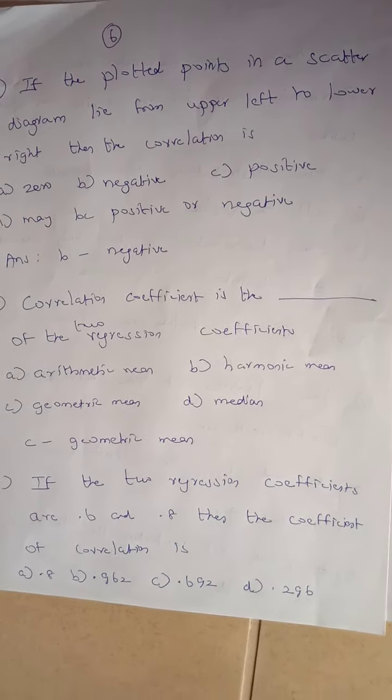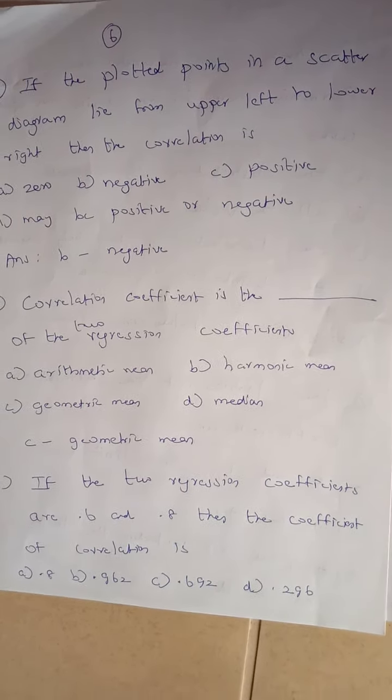Question number 8. Correlation coefficient is the dash of the two regression coefficients. Option A, arithmetic mean; option B, harmonic mean; option C, geometric mean; option D, median. So here the correct option is geometric mean. Let us move to the next question.